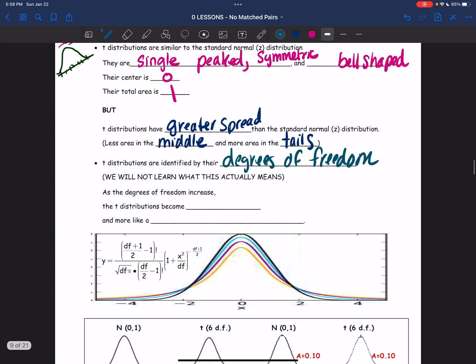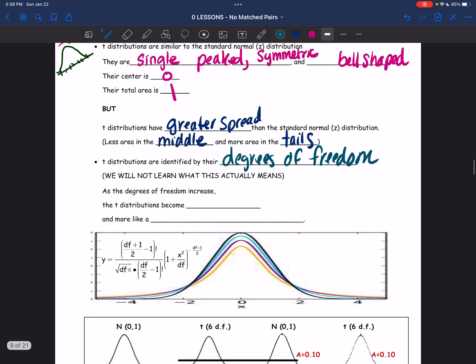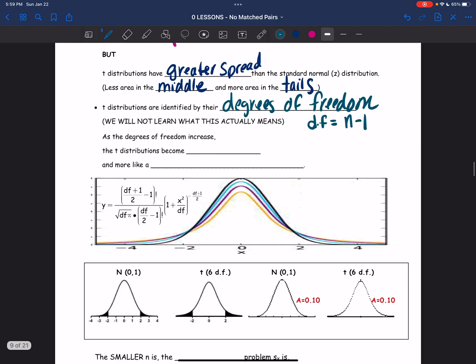Thing is, you don't actually have to know what this is. We're not going to learn what it is. You do need to know how to use it, but it's not really in the extent of our curriculum. So what is the degrees of freedom? All you have to know is this part. You're just going to take n minus 1. That is going to be your degrees of freedom. Okay, so actually you do need to do this.